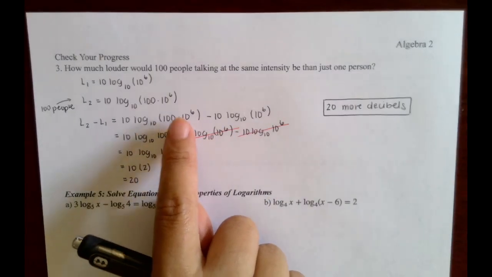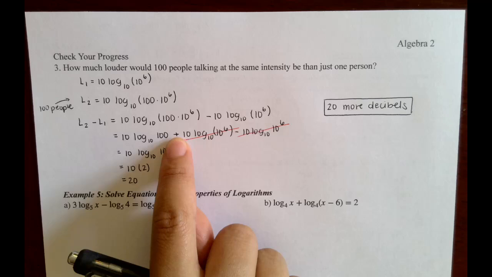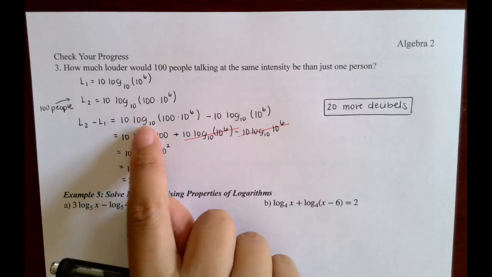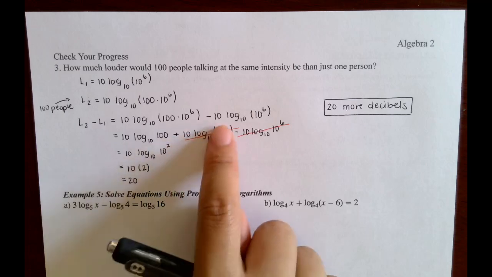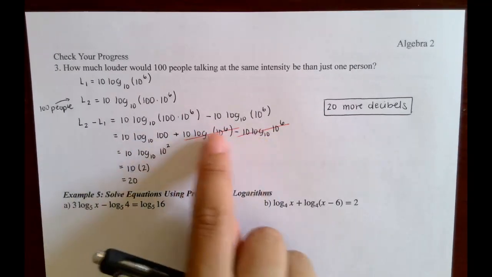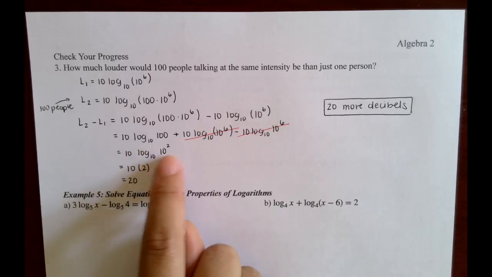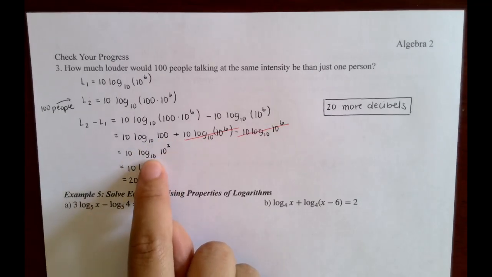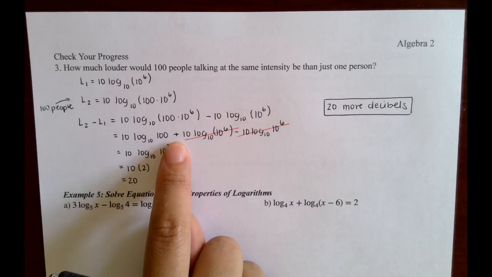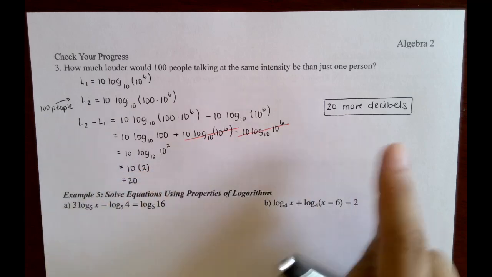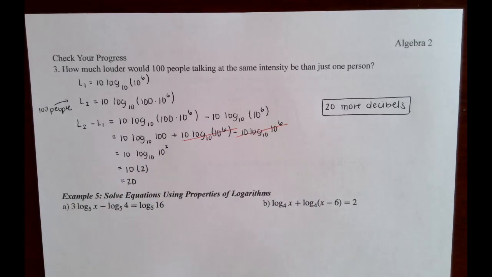Because of this multiplication, I separated it with the product property. So 10 log base 10 of 100 plus 10 log base 10 of 10 to the 6th. These cancel out, they're the exact same, leaving me with just 10 log base 10 of 100, also known as 10 squared. 10 to the what power gives me 10 squared? Well, 10 to the second power. So that's why it's 10, and then this simplifies to 2. 10 times 2 is 20, so that's why it's 20 decibels louder. And there you go.